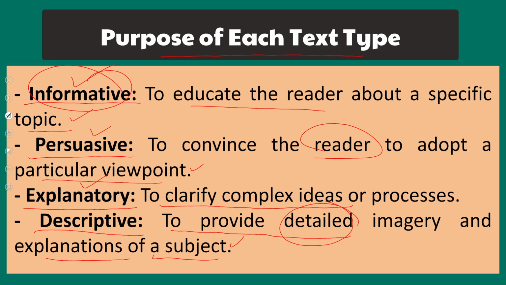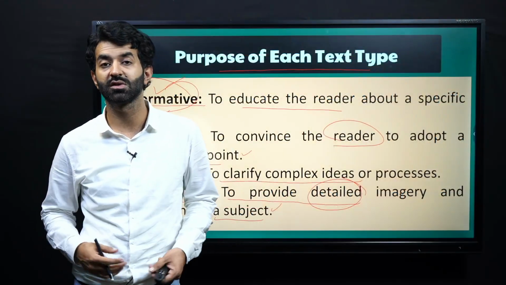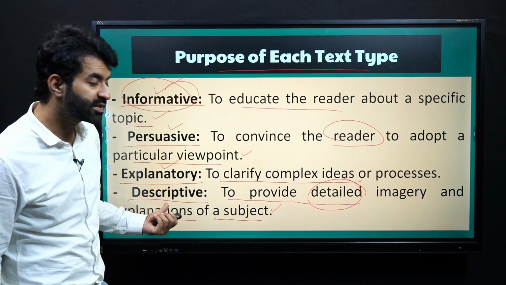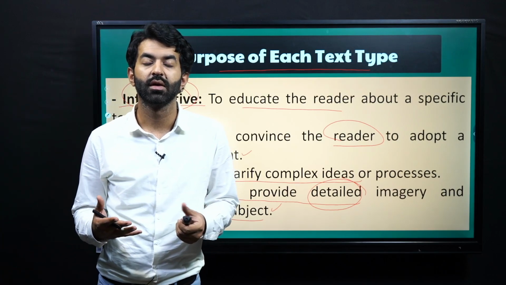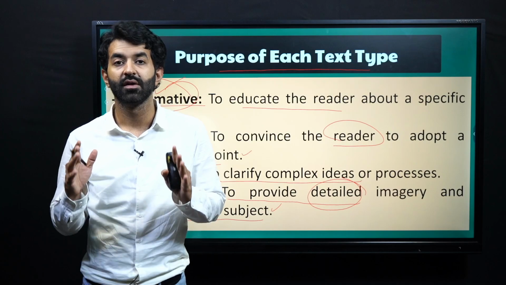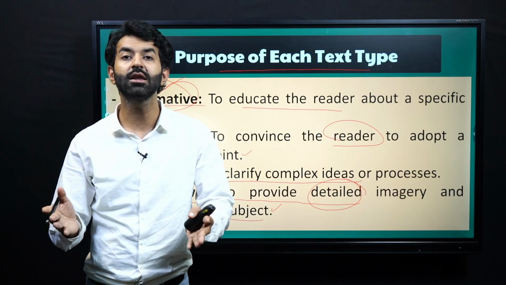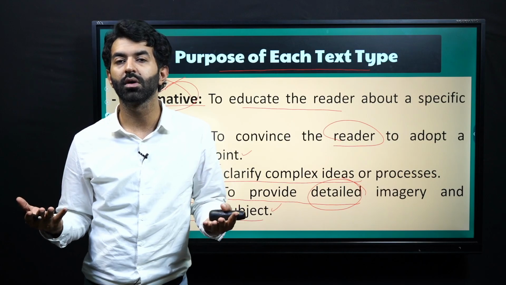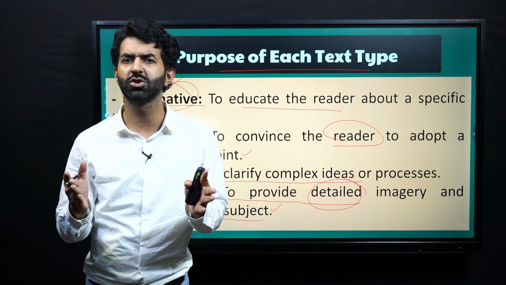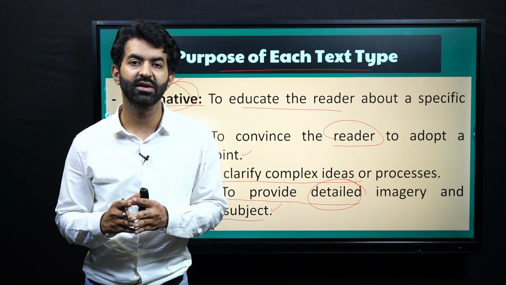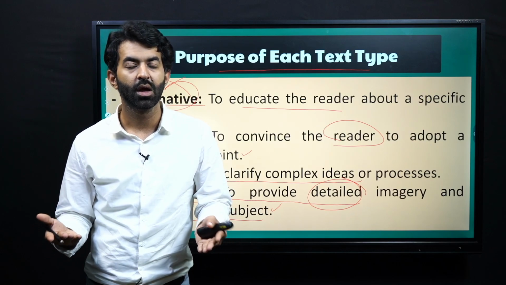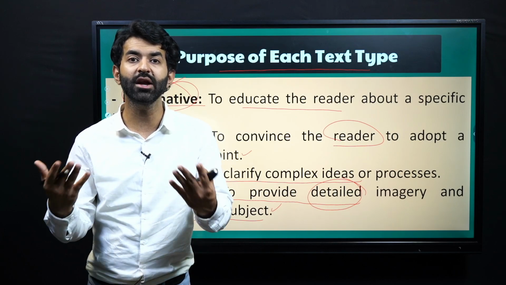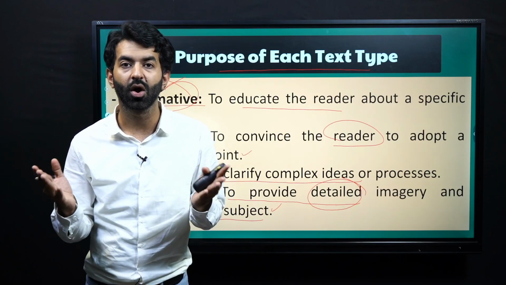Descriptive means it provides you with detailed imagery and explanations of a subject. How the subject is, how does it work, what are the branches, the sub-branches, everything is giving you some description. So when you have description, you have your descriptive purpose. The purpose is to describe things in detail. So students, if we talk about an informational report, the purpose of this text type is to provide information. What is the purpose of an advertisement, an ad? The purpose is to persuade you, to convince you to buy the product. All right?